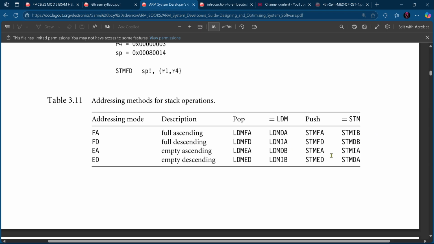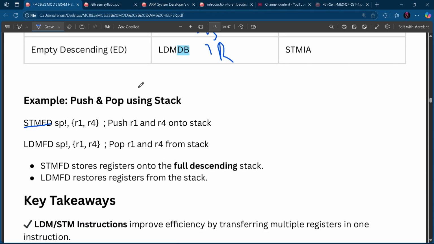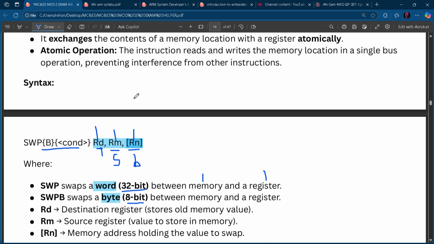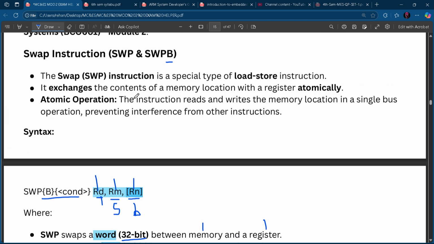For STM, it's the reverse. First you have to write, see, IB, IB, and then DB, DB, IA, IA, DA, DA, just like that. If you remember, it's more than enough. Example, just see it, you should be able to understand. Then we'll move on to the swap instruction.